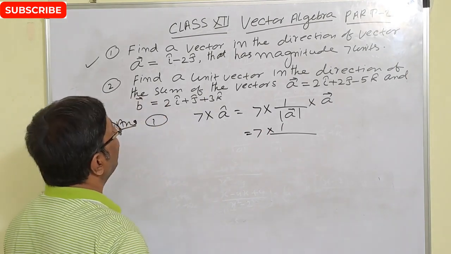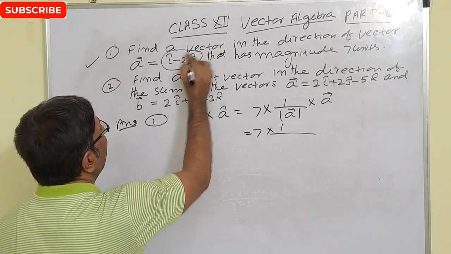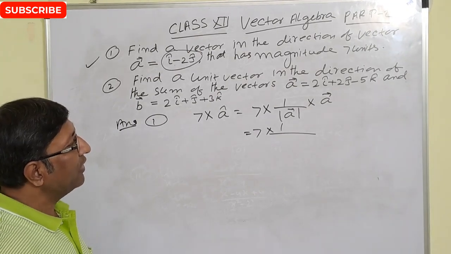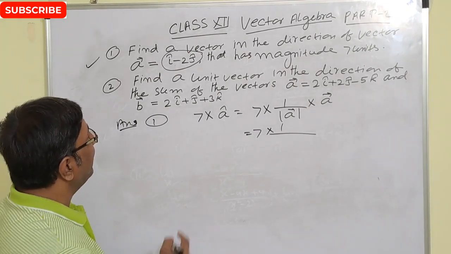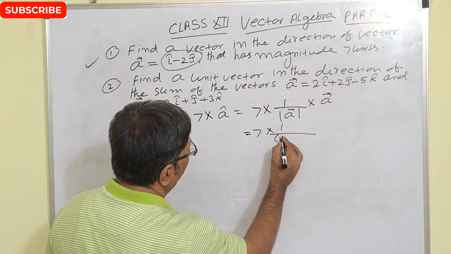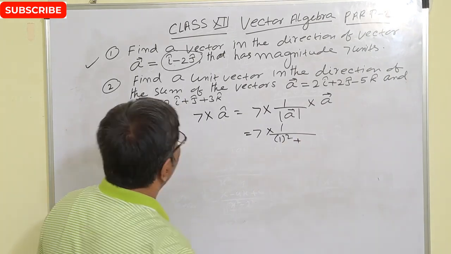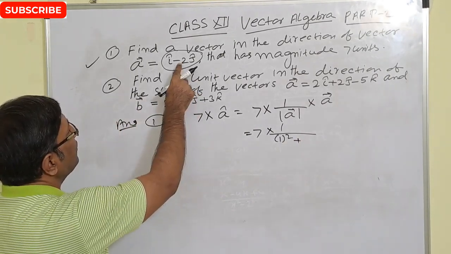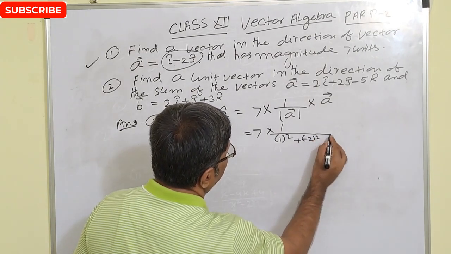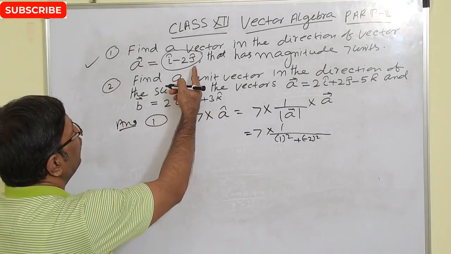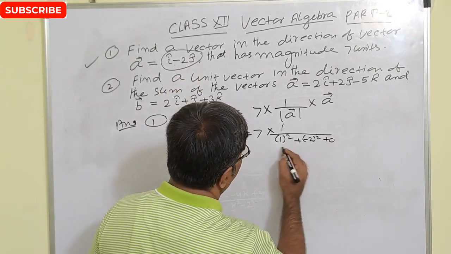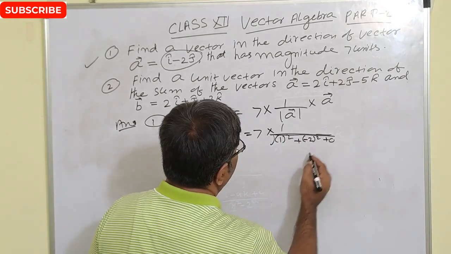You know what the magnitude is. Vector A is given here as i minus 2j, that is, unit vector i minus 2j. So the magnitude of vector A is the square root of: coefficient of unit vector i is 1, so 1 square; coefficient of unit vector j is minus 2, so minus 2 square; and coefficient of unit vector k is 0, so 0 square.